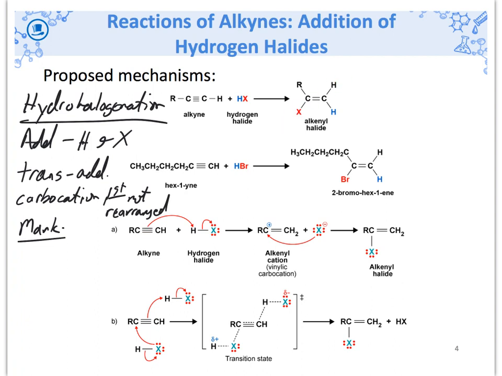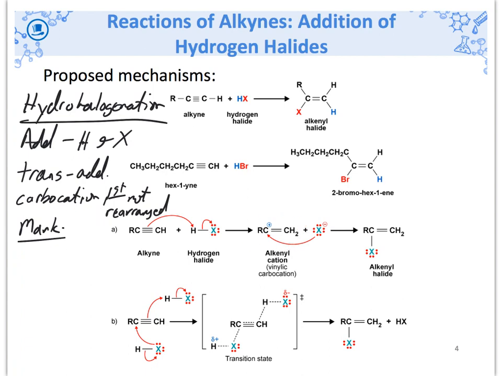In this first mechanism, the pi bond reacts. You get the hydrogen bonded to the less substituted carbon, it breaks the HX bond, and the halogen comes back in and reacts. This vinyl carbocation will not do a rearrangement. It'll add trans. So the first carbocation, no rearrangement, very similar to what we did before.